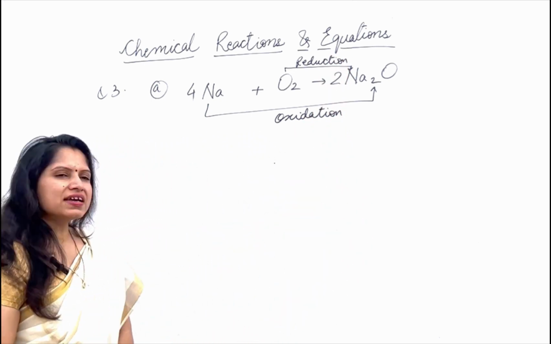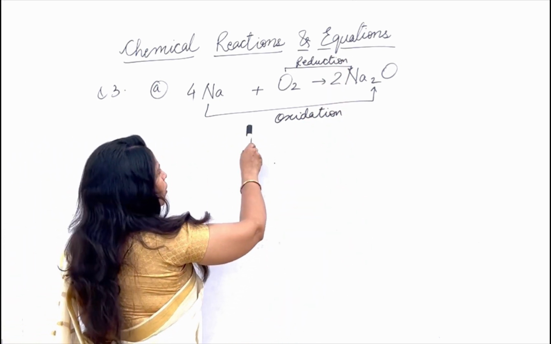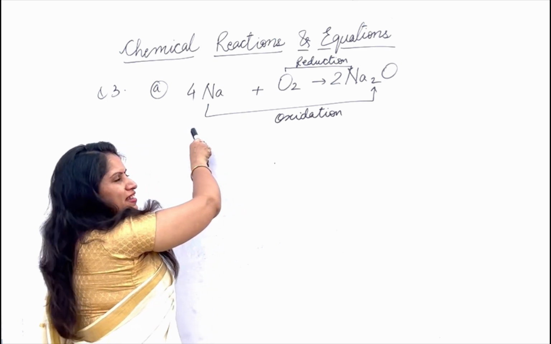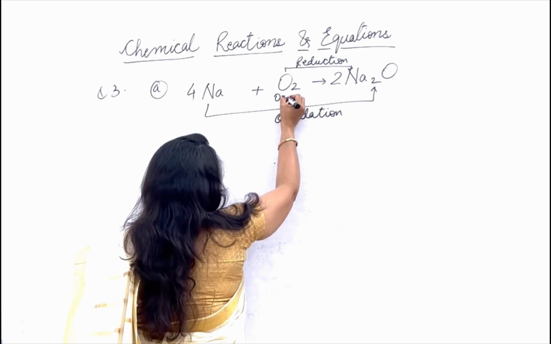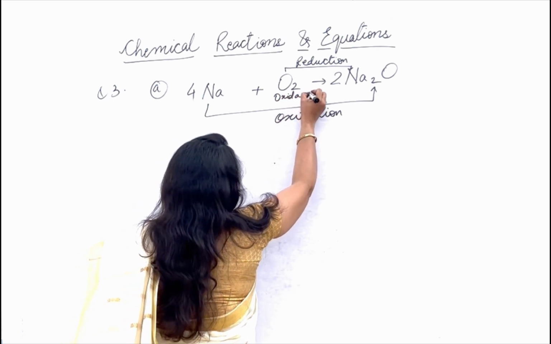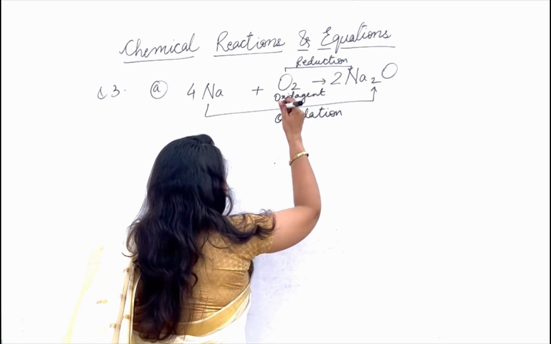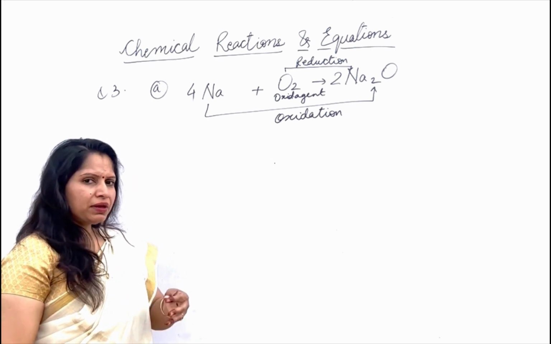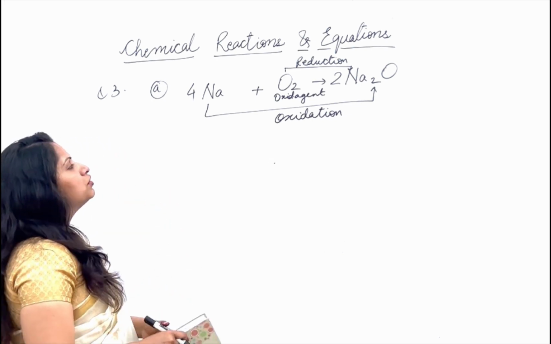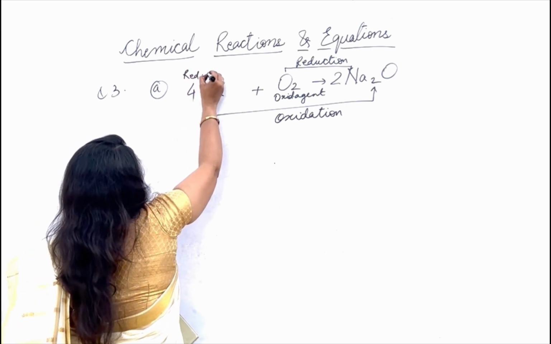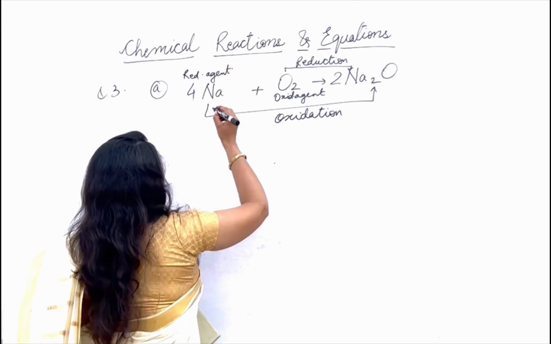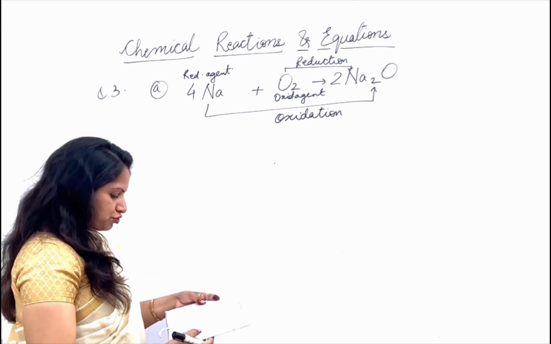Now, which is the oxidizing agent? So, sodium is getting oxidized. Who is helping sodium to get oxidized? That is oxygen. So, oxygen is the oxidizing agent and oxygen is getting reduced. So, what is helping oxygen to get reduced? That is sodium. So, sodium is the reducing agent. We have discussed all these concepts in the theory portion.